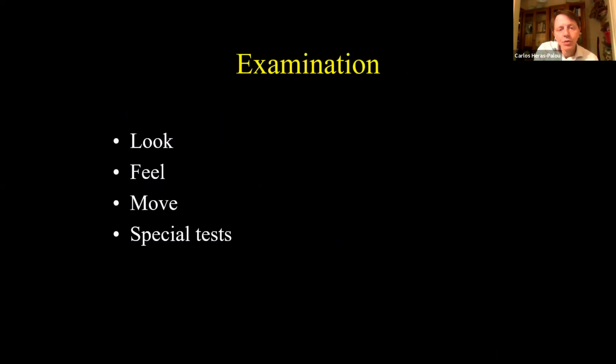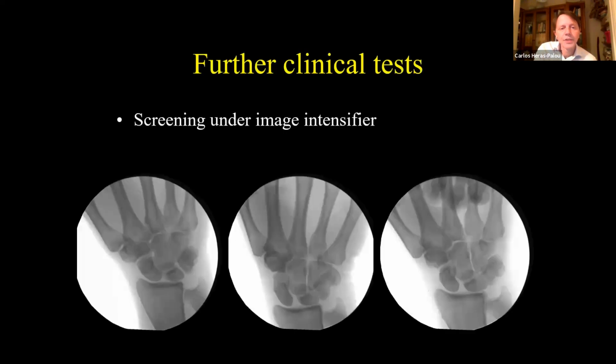So my main message is you need to develop your own system. The only way to do it is learn to do the tests and practice them, see which ones work for you: look, pull, peel, move, special test, and then do the special test. Things that I find very helpful are screening and the image intensifier. You can see 3 views here, one a static X-ray that looks normal, the other one in radial deviation. You can see a gap between the scaphoid and lunate, and the third one is with the grip, and you can see the scaphoid flex in there.